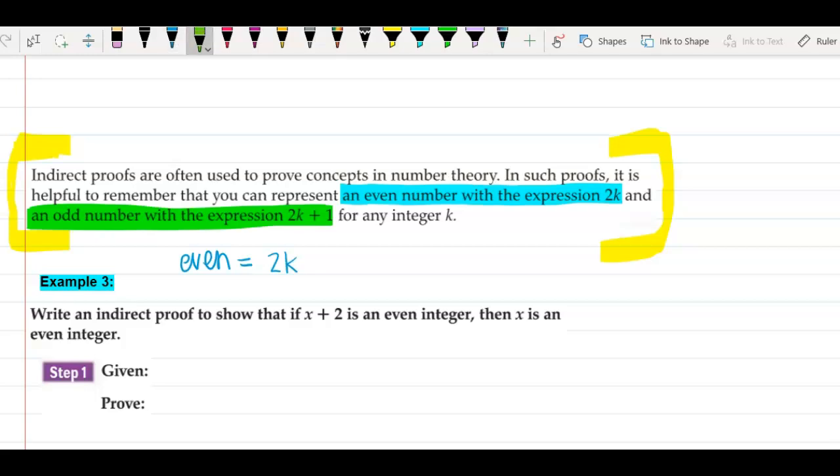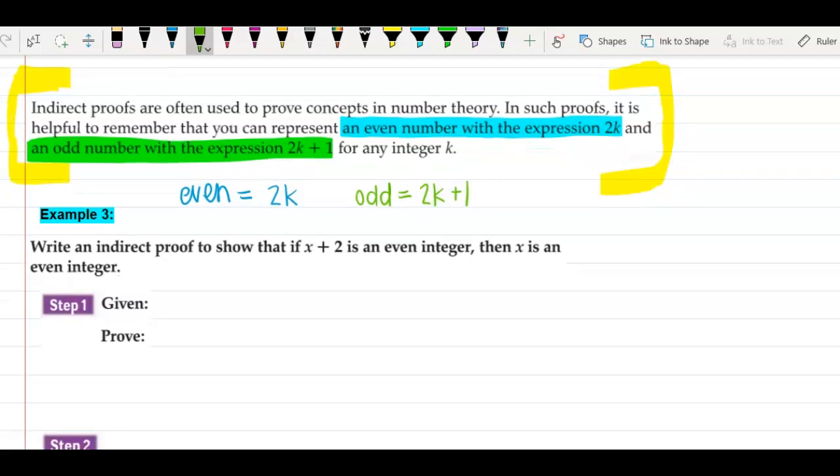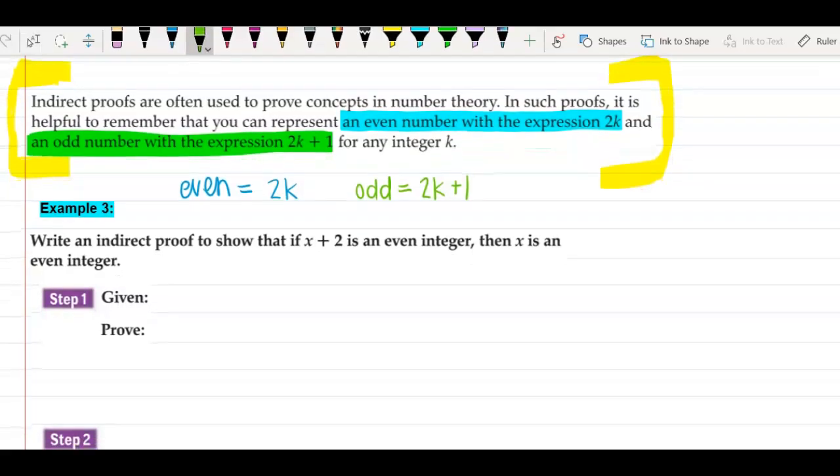Same kind of idea for an odd number. If all the evens are 2k, the odd numbers are just everything in between the even numbers. So if we take an even number and add 1 to it, we will always get an odd number. Okay, so let's look at our first proof.